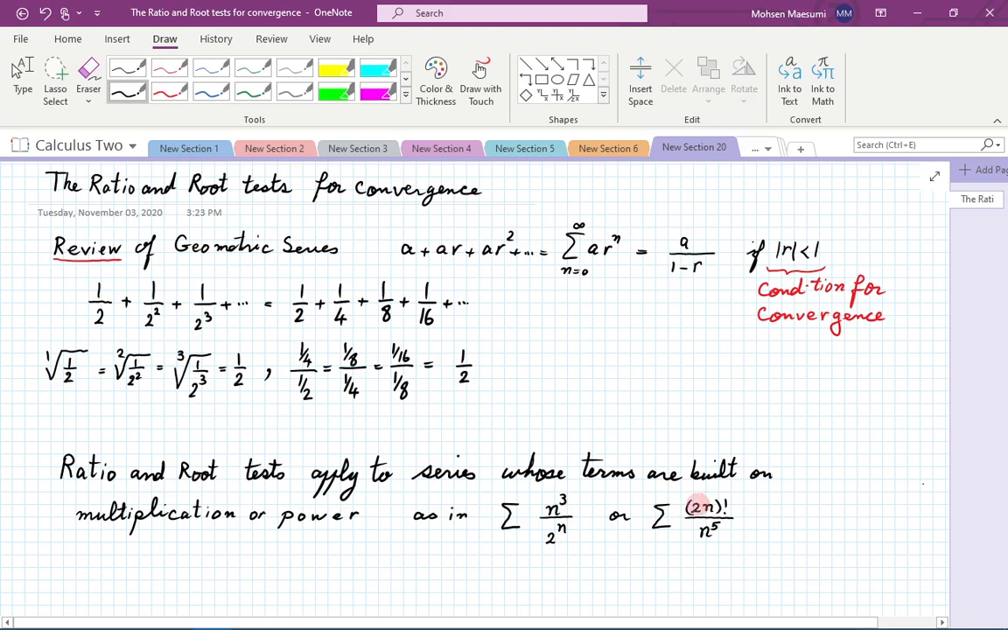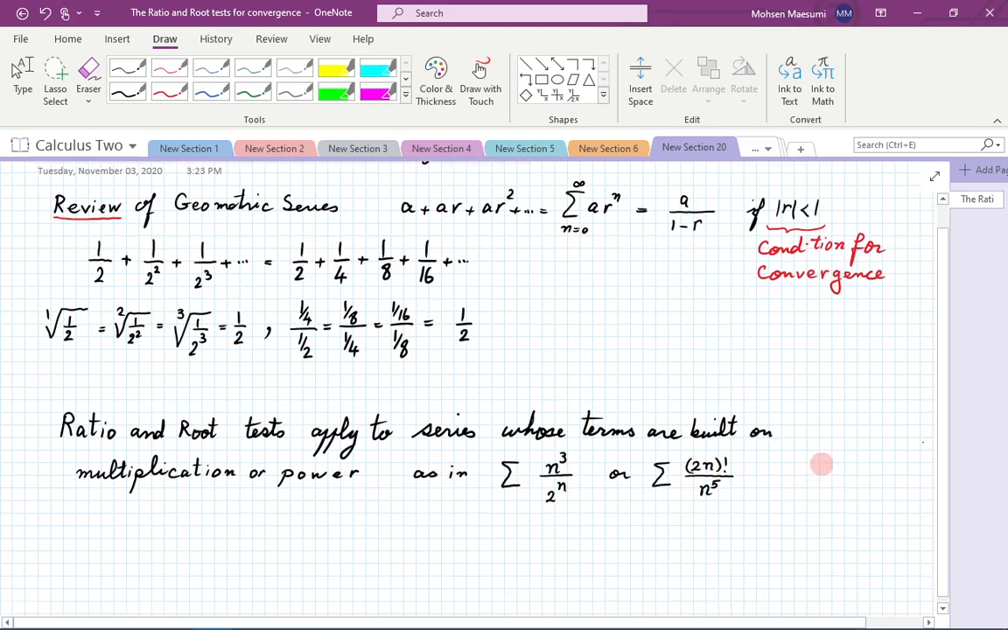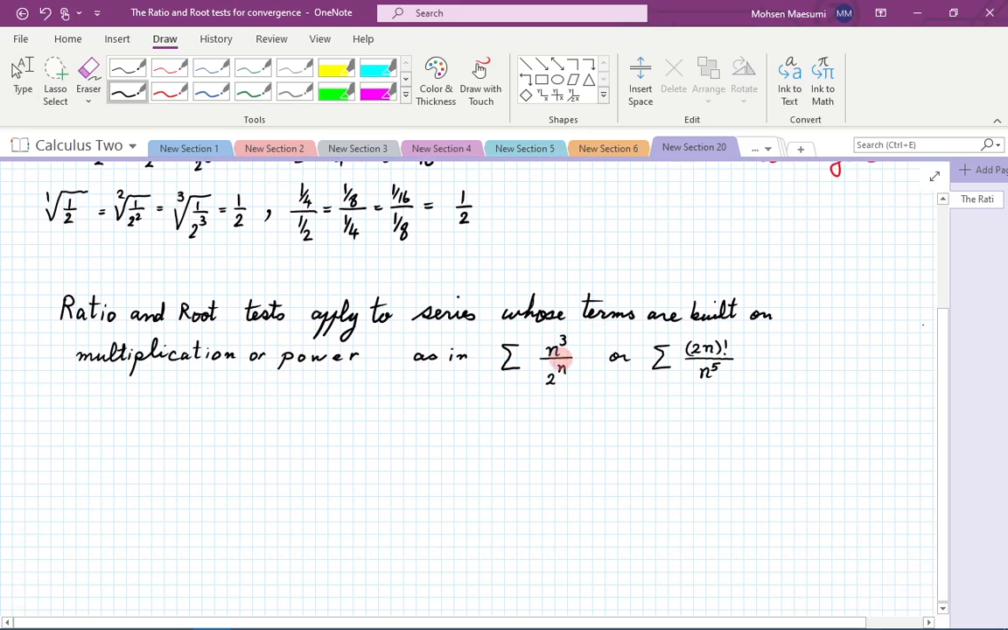So I've here written a couple of series for you to see. For example, here we are having powers built into terms of the series. When you have factorial, it means repeated multiplication. That is again a signal that perhaps ratio and root tests are going to be useful for us. So the idea that we have is the following.